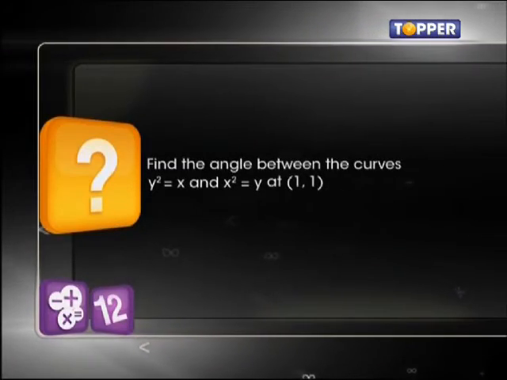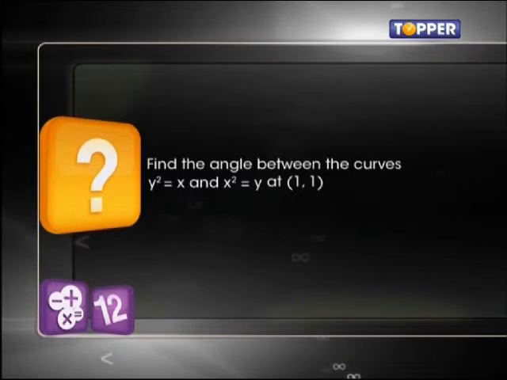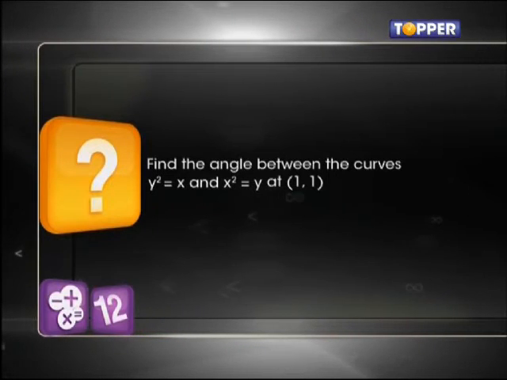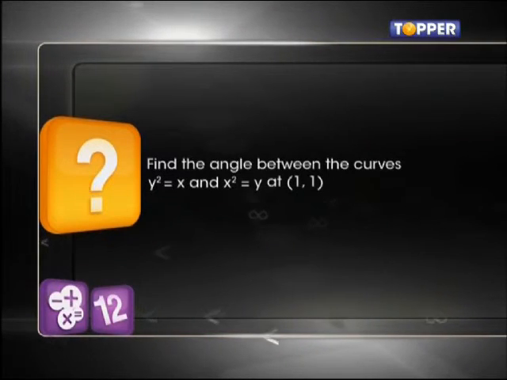Today's breaking question asks you to find the angle between the curves y squared equals x and x squared equals y at (1, 1).